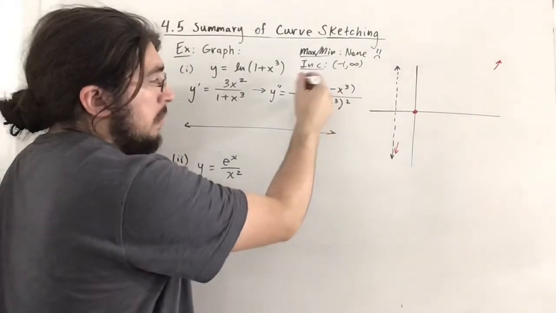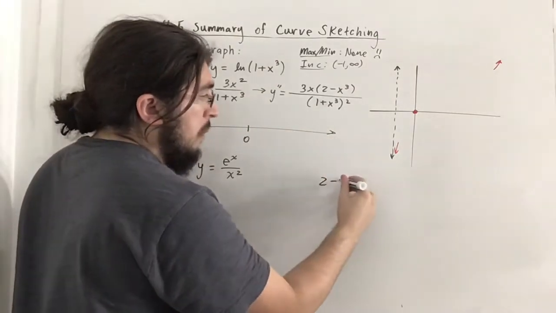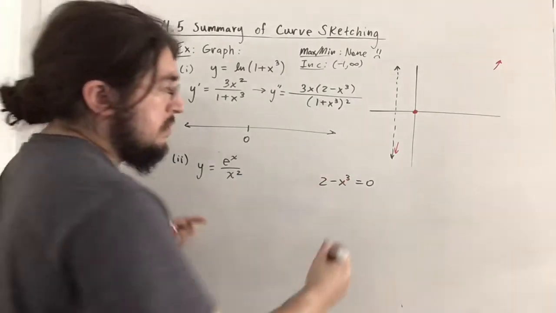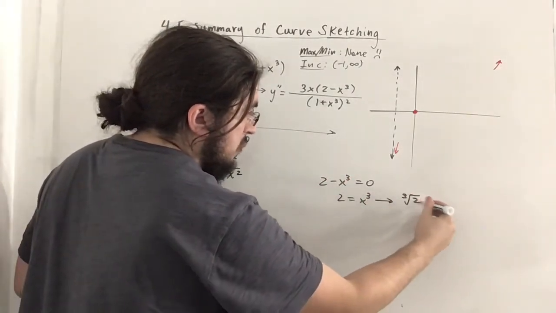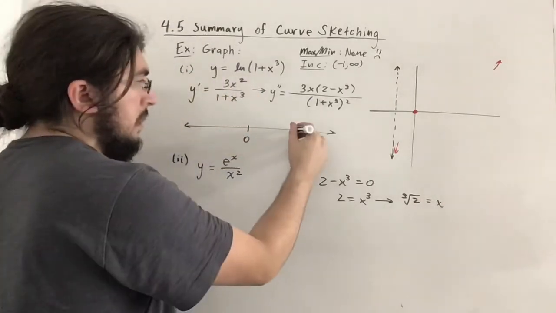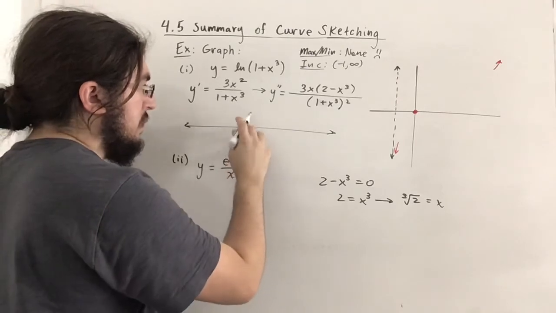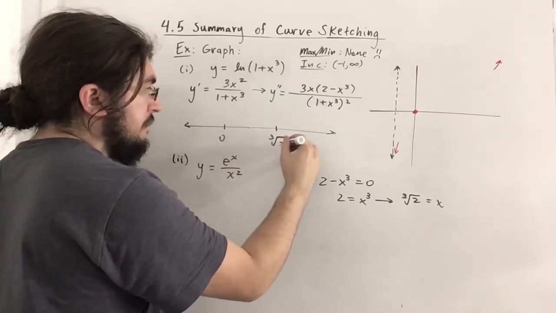Now the top is 0 when either 3x is 0, meaning x is 0, or when 2 minus x to the third is equal to 0. And notice adding x cubed to the other side gives you this, and then cube rooting finally gives you the cube root of 2 is equal to x. So that'll be, let's say, over here. In fact, I guess that's fine. Let me actually move this, just for space. Perfect.